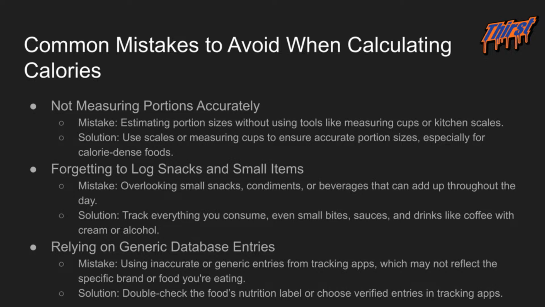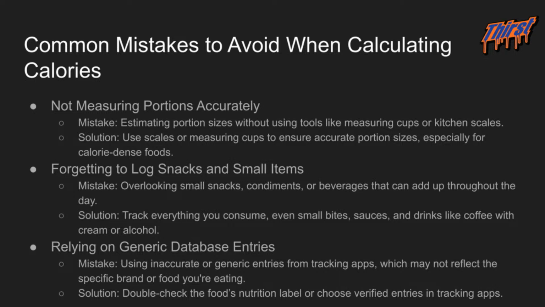Forgetting the small snacks and small items, we've kind of talked about that. The mistake is overlooking those small snacks, the condiments, the beverages that can add up throughout the day. Your solution there is to track everything you consume, even small bites, sauces, drinks like coffee with cream or alcohol. Not alcohol in your coffee, but I guess you could do that. But if you are having alcohol, make sure you're tracking that. Those are all things that tend to be forgotten. So just make sure you log all that, and that'll help you be more consistent.